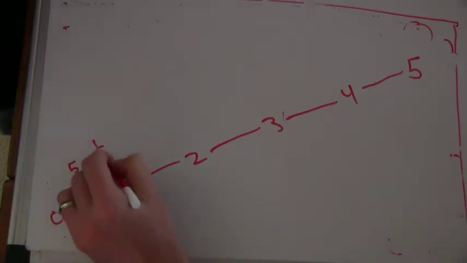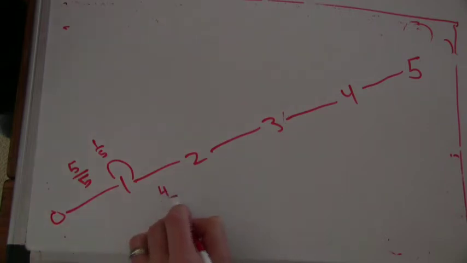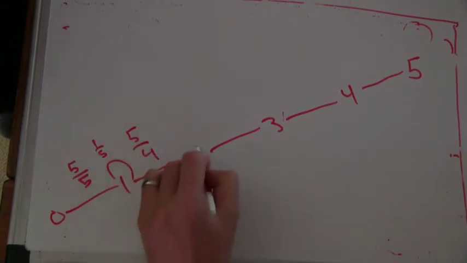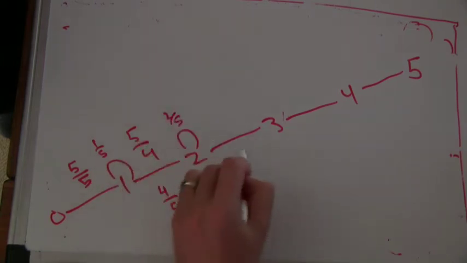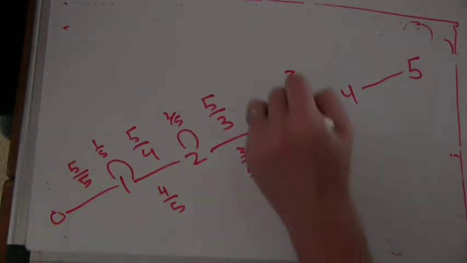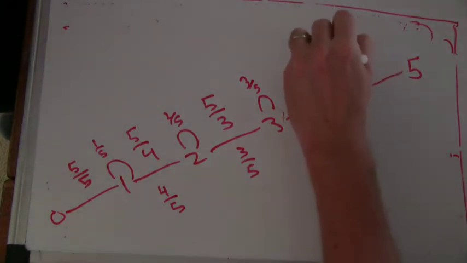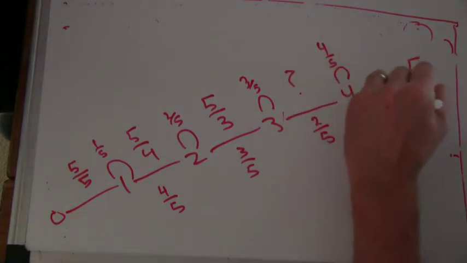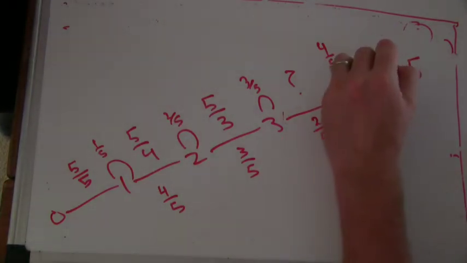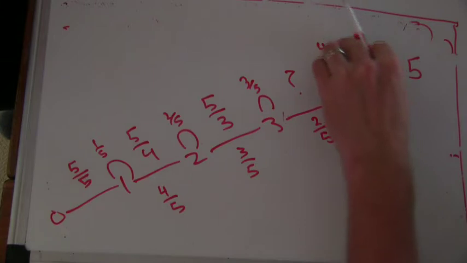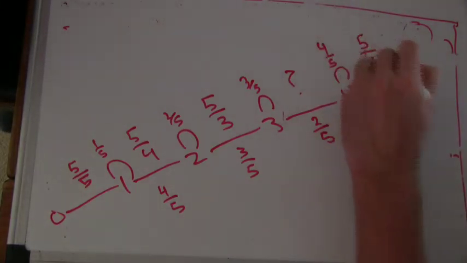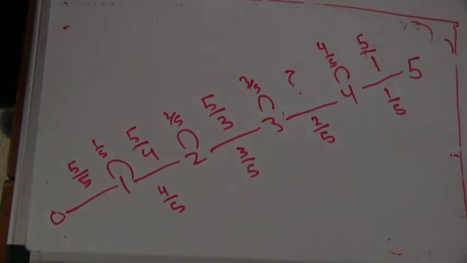This loops back on itself 1/5 of the time, and it goes 4/5 of the time this way. And how often did that take? 5/4. This loops back on itself 2/5 of the time, advances 3/5 of the time, takes 5/3. This we don't know yet, but it does loop back on itself 3/5 of the time and advances 2/5. And this loops back on itself 4/5 and advances 1/5 of the time, so this ought to take 5, which would be 5 over 1. And so now what's your guess for this one? 5 halves.